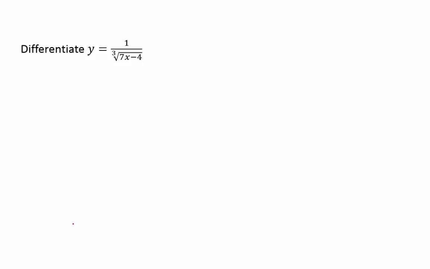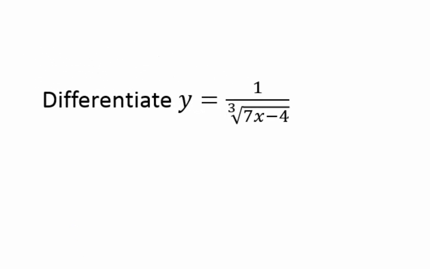If I'm asked to differentiate y equals 1 over the cubed root of 7x minus 4. Well, first of all, anytime I see a cubed root, I rewrite it as a power before I even think about what rules I'm going to use, because I know I don't have any rules for roots. So let's go ahead and just immediately rewrite this as 1 over 7x minus 4 to the 1/3 power.